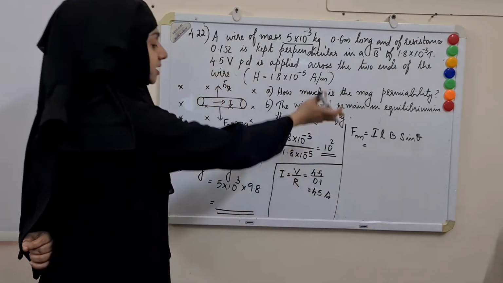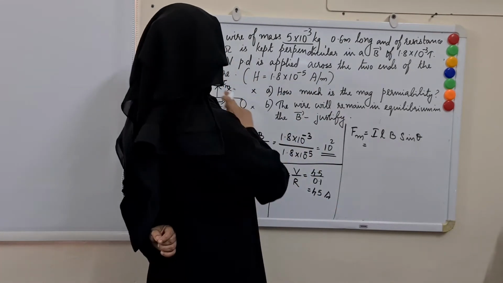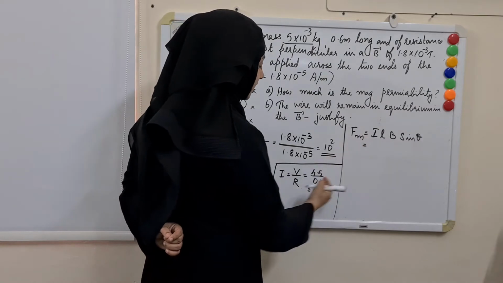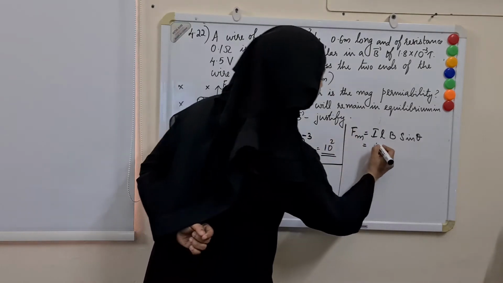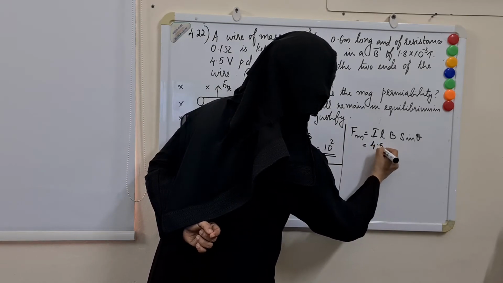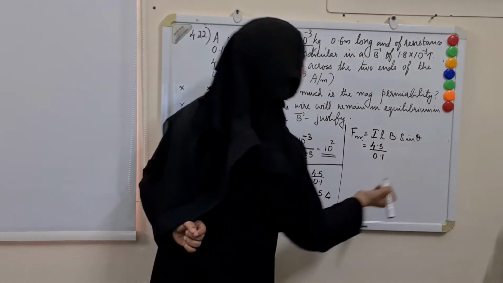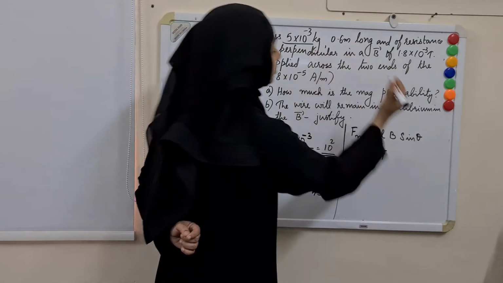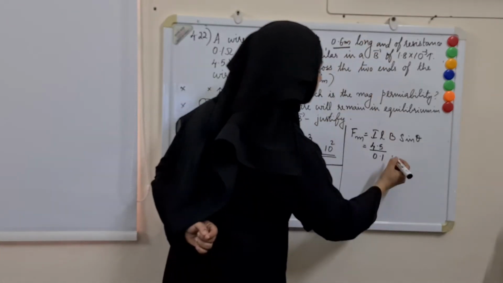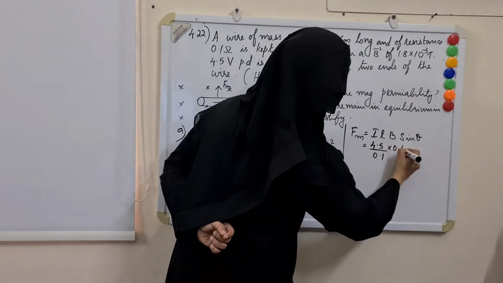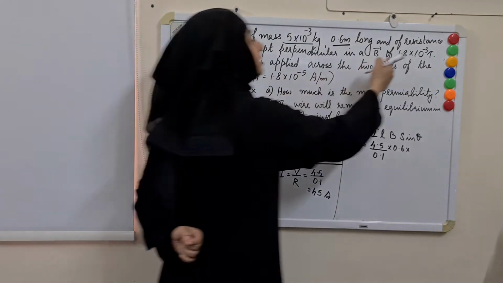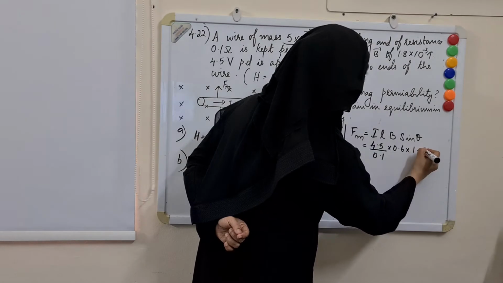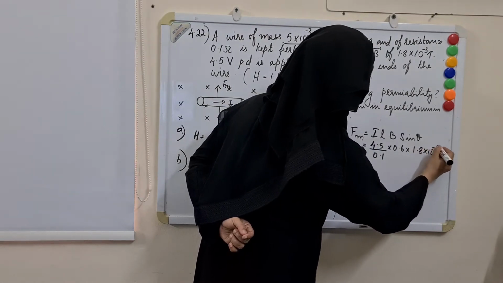Or you can directly substitute that. Instead of I, I am putting 4.5 divided by 0.1, and length 0.6 meters. It's given here. So times 0.6, times, what is the magnetic field? Yeah, here. So into 1.8 into 10 raised to minus 3.